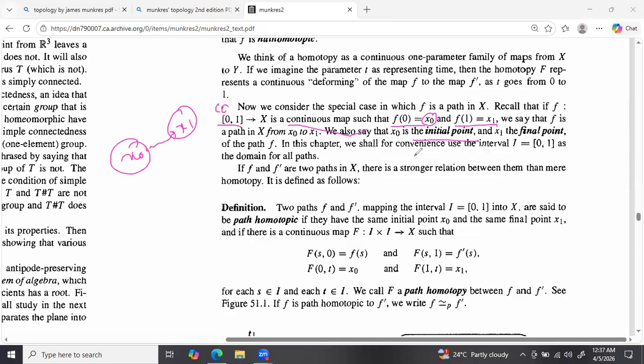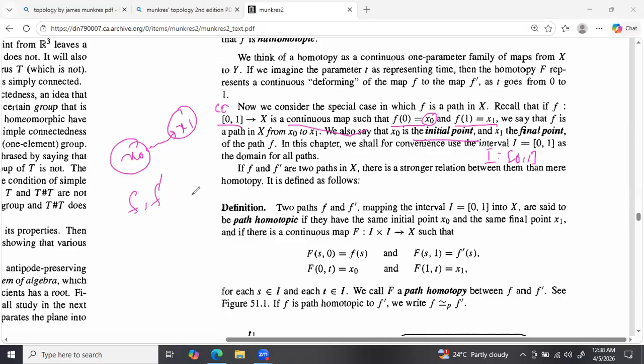In this chapter, for convenience, we shall use the interval I equal to 0 to 1 as the domain for all paths. Okay, so let's read the definition. If f and f prime are two paths in X, there is a stronger relation between them than mere homotopy. It is defined as follows. Let's read the definition. Two paths f and f prime.